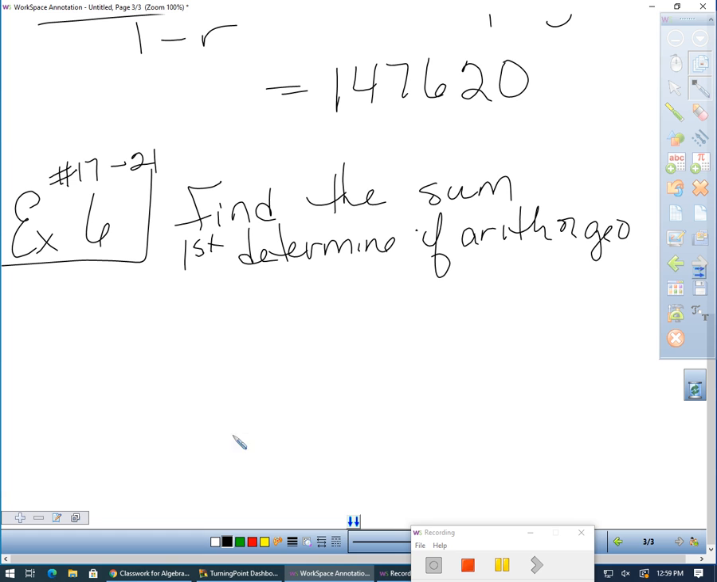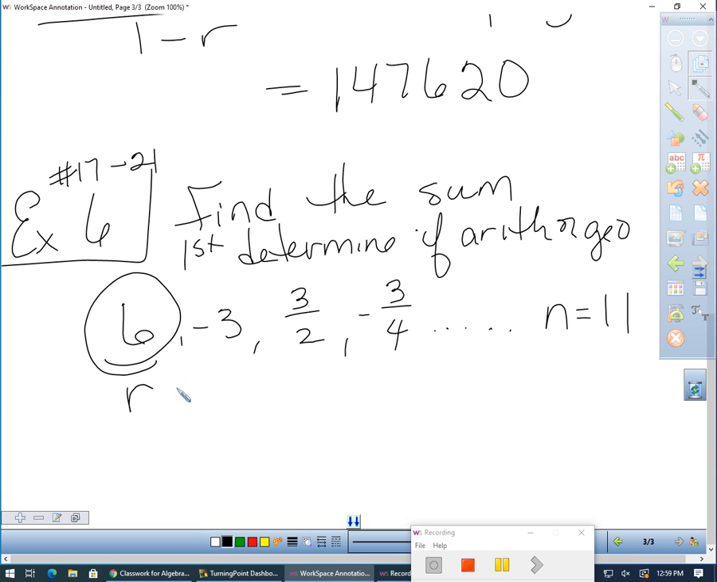So let's say I have -3, 3 halves, -3 over 4. And I'm going to tell you it's going out to an 11th term. So looking at that, am I multiplying or am I adding? We're multiplying, exactly. So we need our first term, which is 6, and we need to know what our r is. What is it we're multiplying by? Yeah, -0.5 or -1/2, either way.